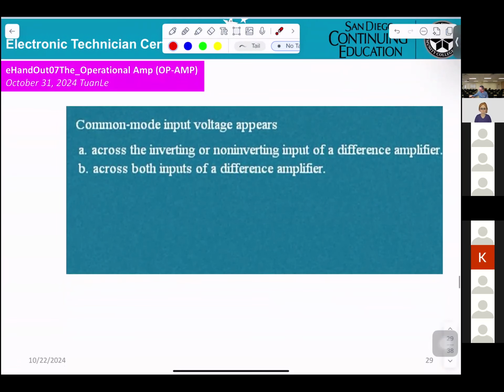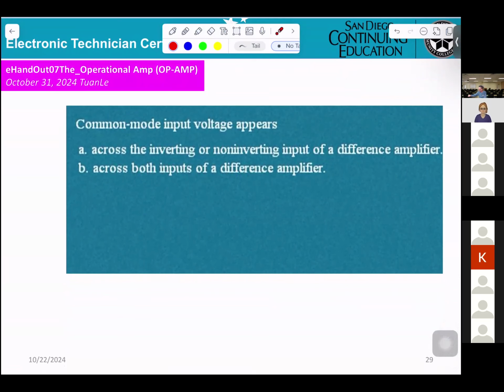Common mode input voltage: is it across the inverting and non-inverting input of a differential amplifier, or across both inputs of a differential amplifier? A or B? Is it B? B, right? Correct, that will be B.